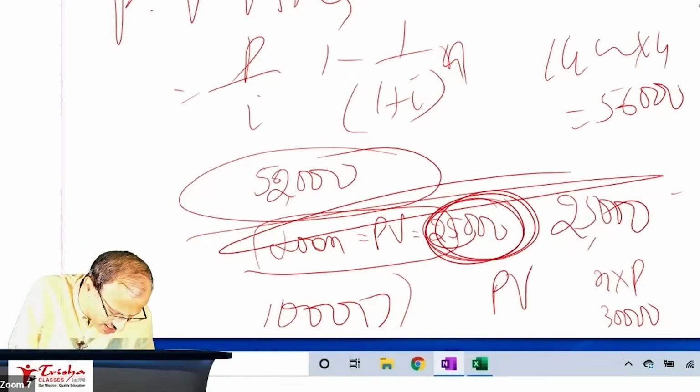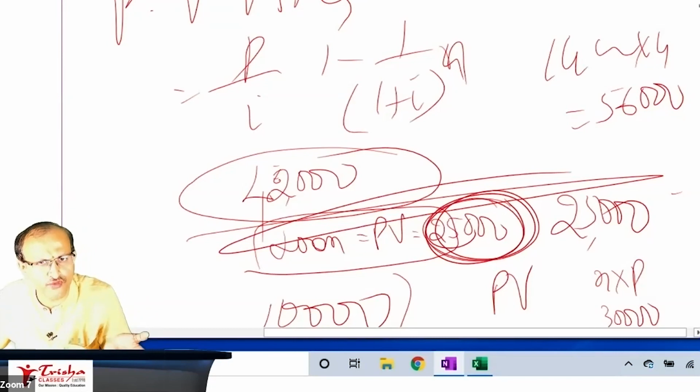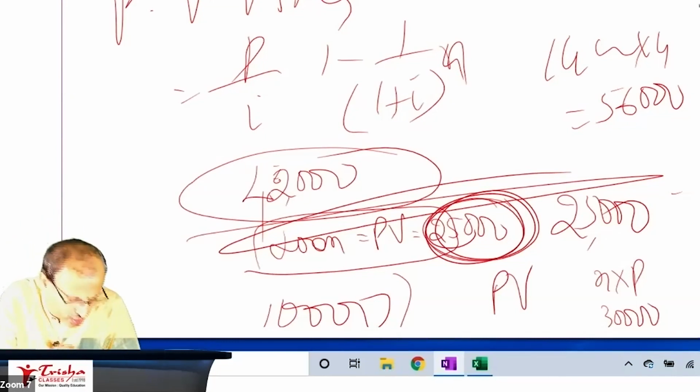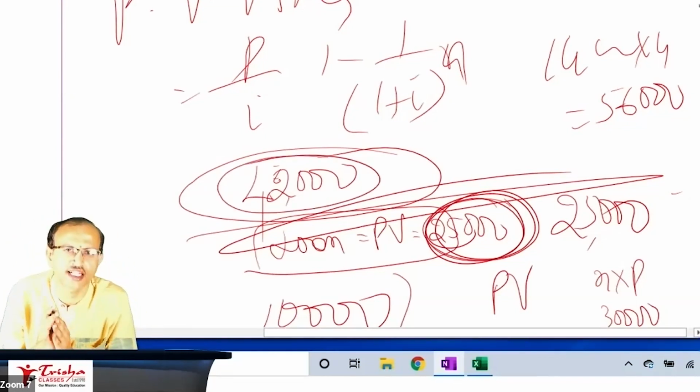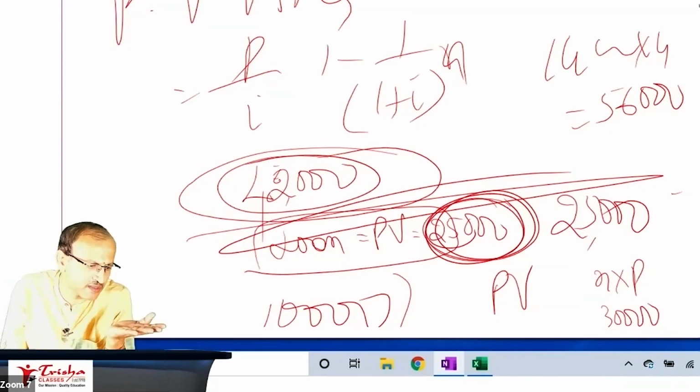Suppose it comes to 42,000, for example. In buying, you pay today 50. In leasing, you pay 14 into 4, 56,000, but today's date it is equal to 42,000. Tell me, then which is better? Leasing is better. So finally it depends on the comparison of the buying value, the immediate payment, with the present value.